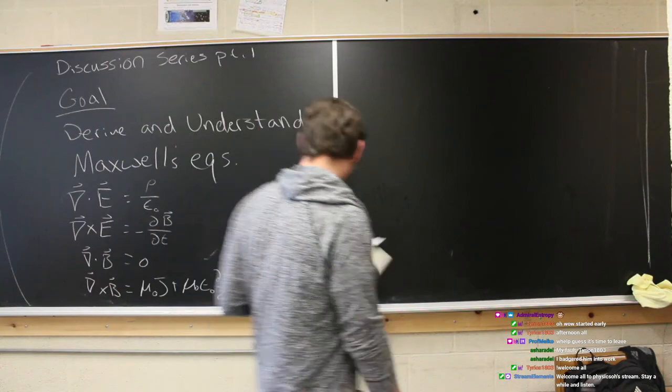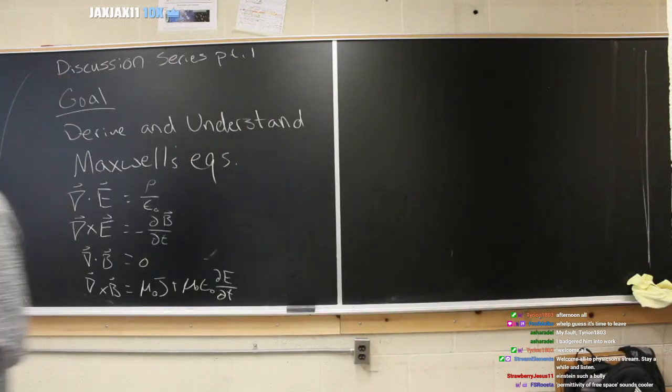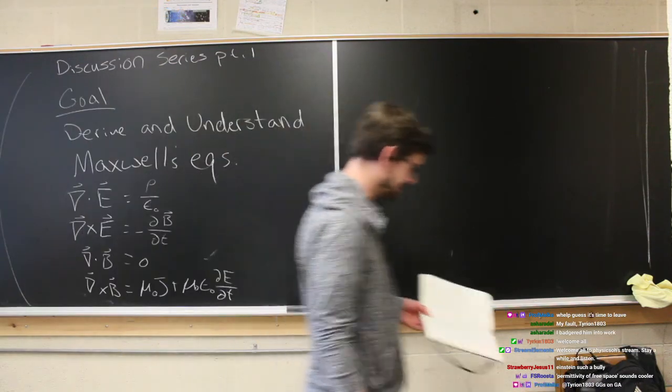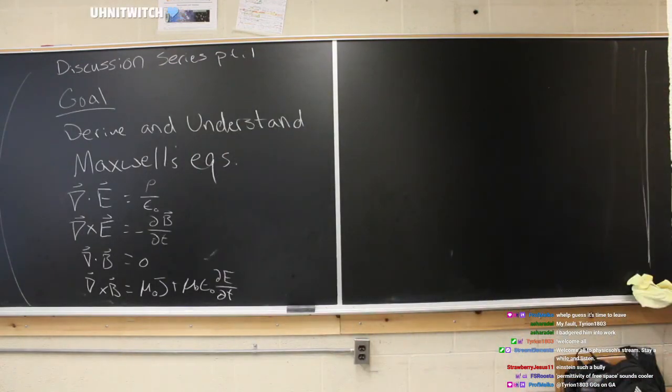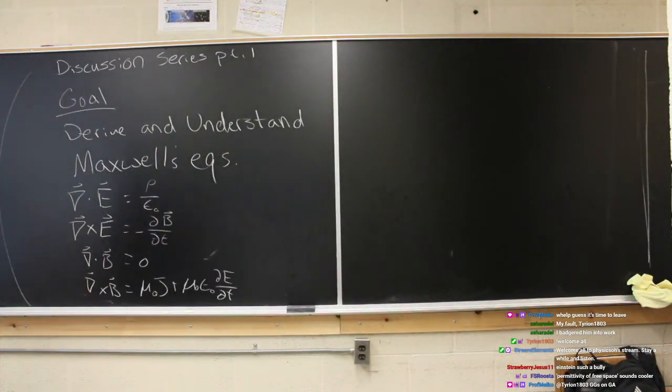Anyways, let's keep going. So now we have the Maxwell's equations. So the goal, again, is to derive these and figure out how to use them, right? Understand them. Permittivity of free space sounds cooler. Yeah, definitely. Than of the ether. Definitely. So these are not in the notes, but let's begin the notes now. This is the overall goal of the discussion series, okay?